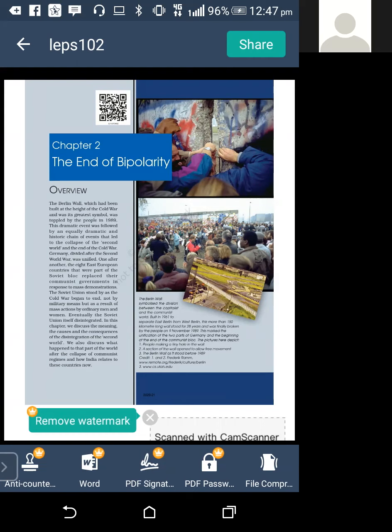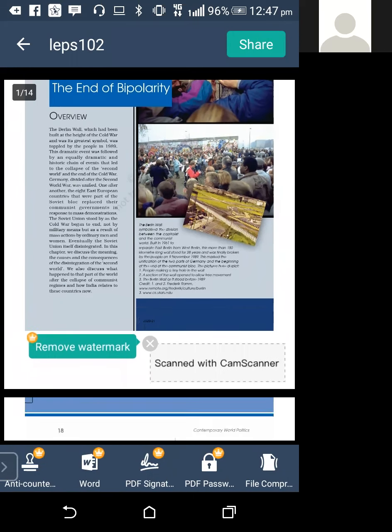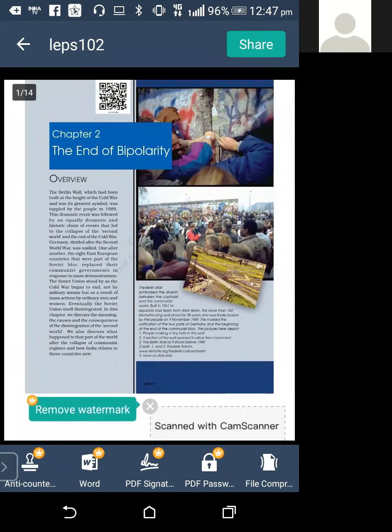Now, I told you yesterday that I will start another topic, another chapter, that is end of bipolarity system. Means we have got two types of polarity. One is unipolarity, that is one power, and another one is bipolar, that is two powers. Earlier, friends, it was a two power system. One was USSR, Soviet Sangh, jisko aap kehte ho. Another one was America, that is United States of America. Right. Now, end of bipolarity system.